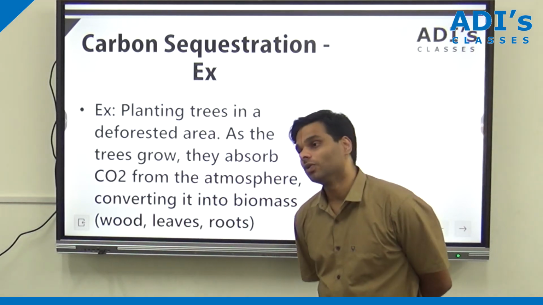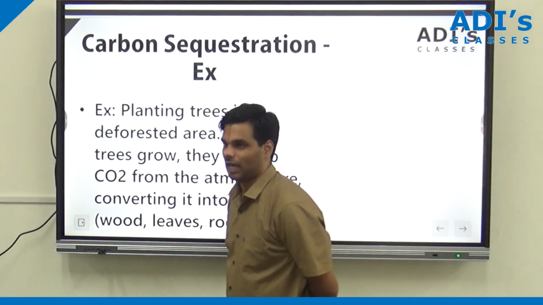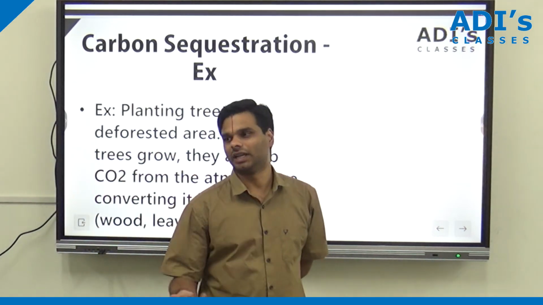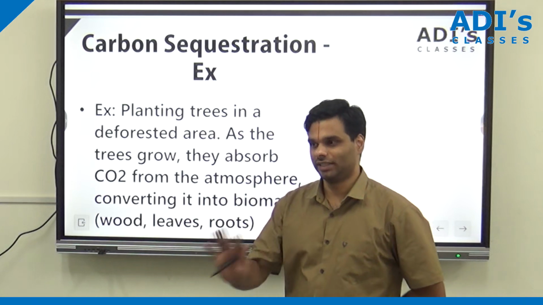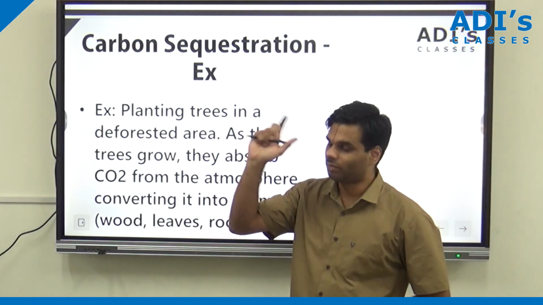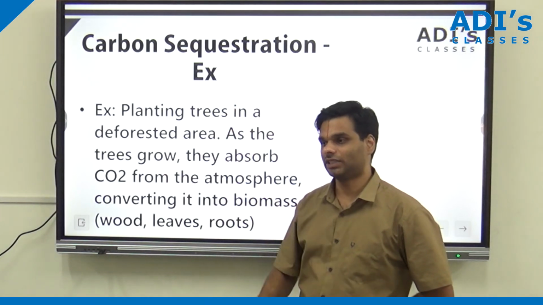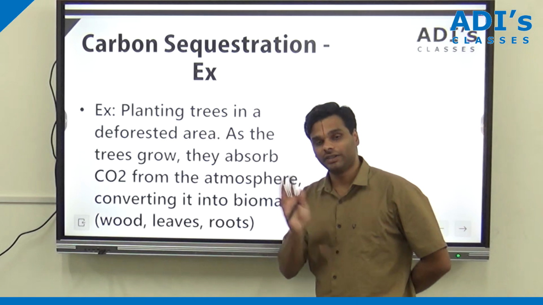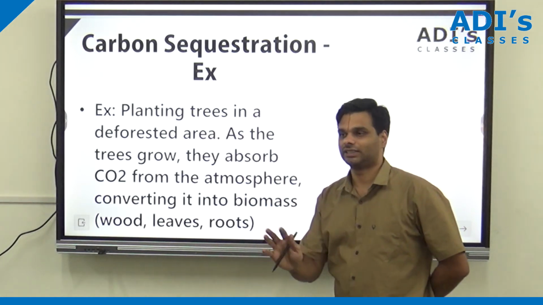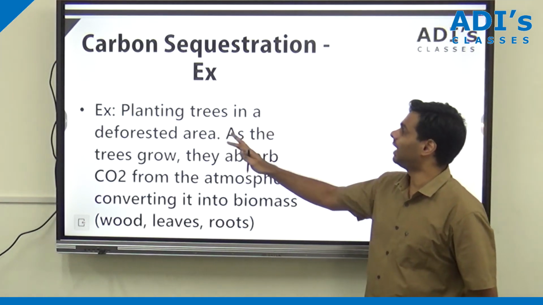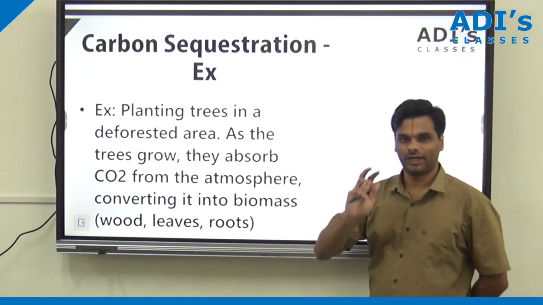Examples of how to make carbon sequestration happen. What is the best way that you can think of? Forestation. Plant trees, plant forests. It's the best way to pull carbon dioxide from the atmosphere and deposit it into the ground. The simplest way. I mean, there are additional benefits of planting trees and forests, but that's a different story. For carbon sequestration, planting trees is one of the best ways to do it.